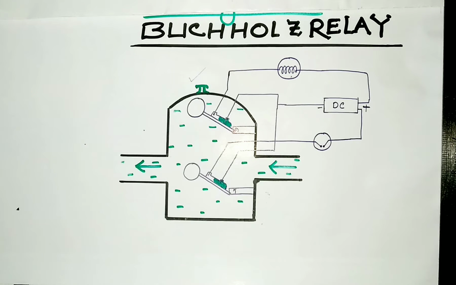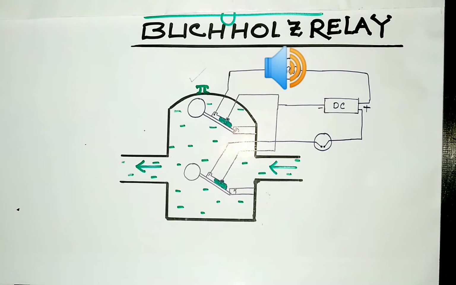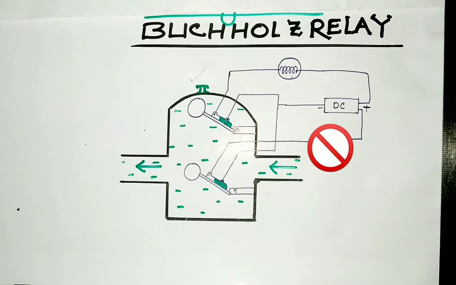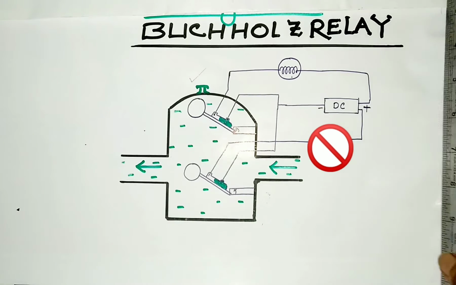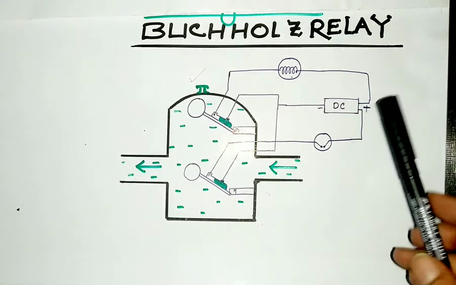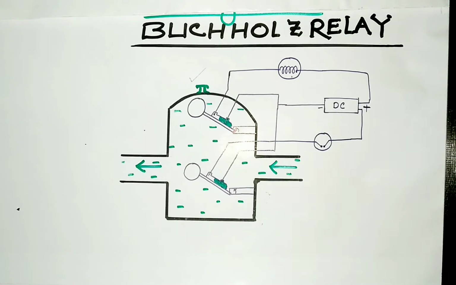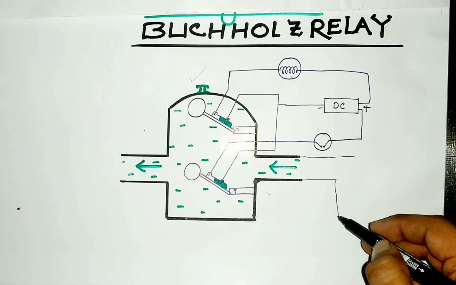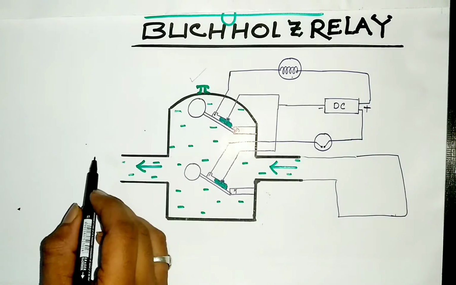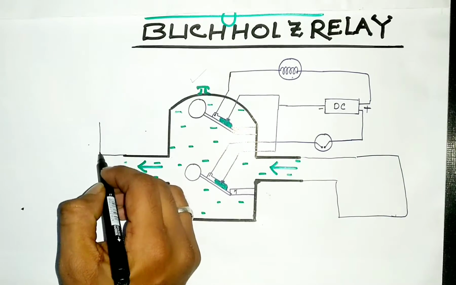So let us know what is a Buchholz relay. A Buchholz relay detects faults in the transformer. According to the fault level, it will either sense the alarm circuit or trip the circuit instantly. Let us discuss this operation using this diagram. This relay is connected between the transformer oil tank and the conservator. We can draw briefly the transformer oil tank and this way go to the conservator.